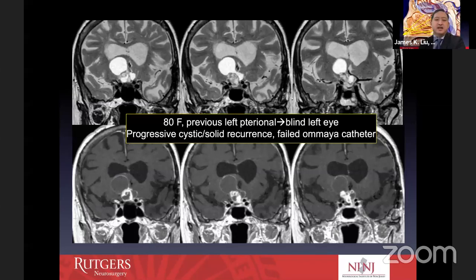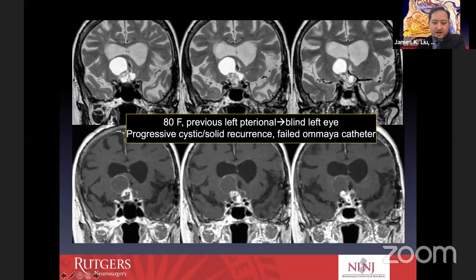Now, this is an 80-year-old female with this recurrent tumor. She was treated at a neighboring hospital by another surgeon with a left pterional approach, and that approach rendered her blind in the left eye. It's not uncommon that that happens because with an approach from above, there's often a lot of manipulation around the ipsilateral optic nerve that can cause injury. And so she's blind in the left eye. Now she has tumor recurrence going towards the right eye, which is her remaining good eye.